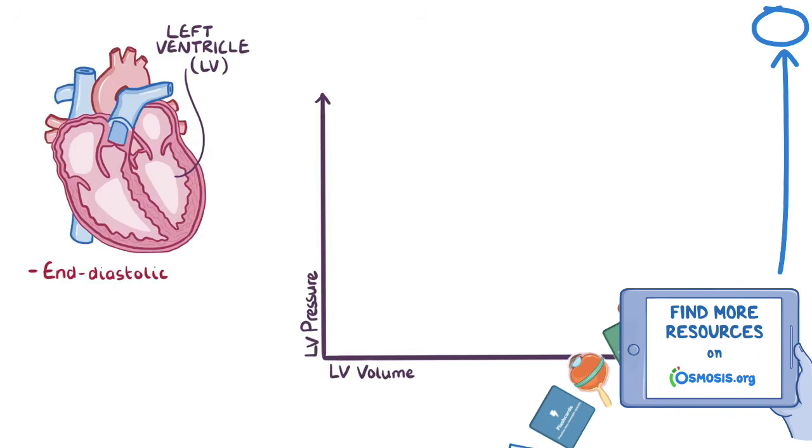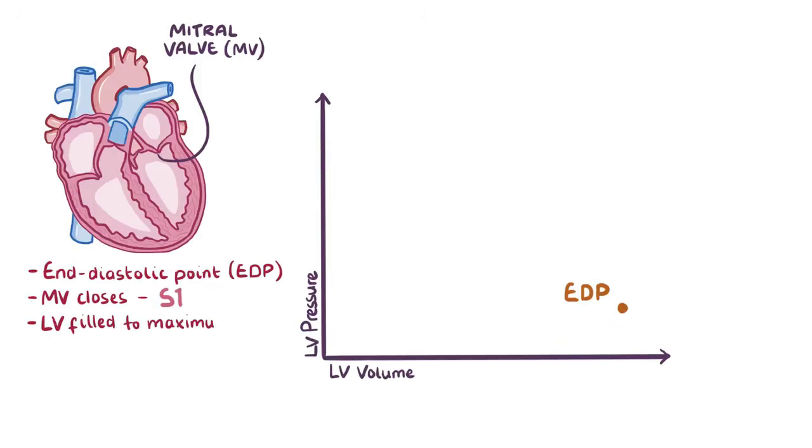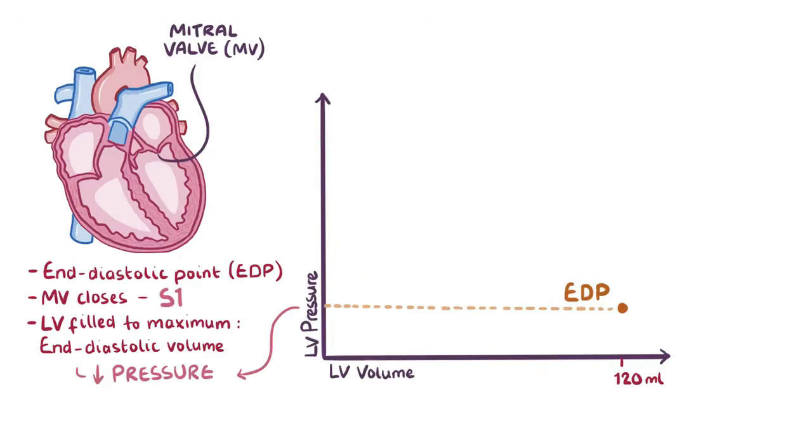This is the end diastolic point, and it's the point in the cardiac cycle when diastole is over. The mitral valve, or the communicating door, between the left atrium and the left ventricle has just closed. And as it closed, it made a long, loud sound. That's known as the first heart sound, or S1. So at this point, the left ventricle is filled with a maximum volume of blood, known as the end diastolic volume, which is normally about 120 millilitres. You can imagine the ventricle as a relaxed sac of muscle that's full of blood, so the pressure is low.